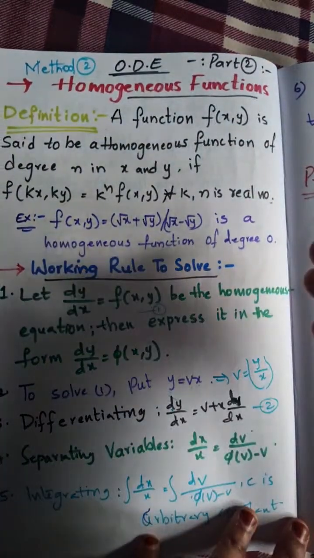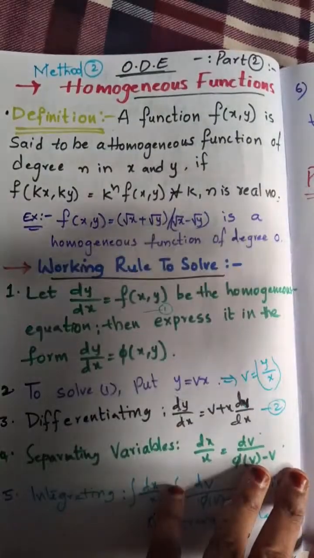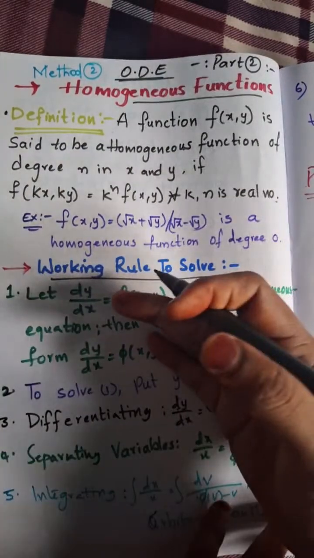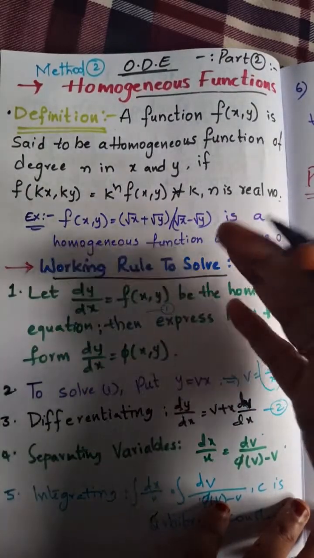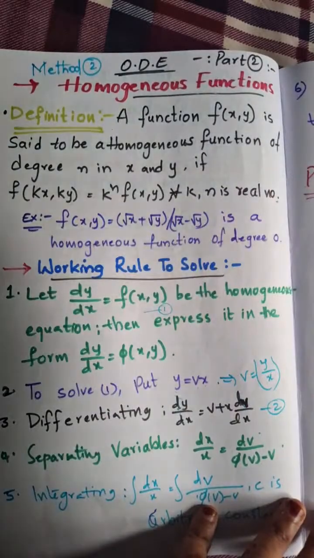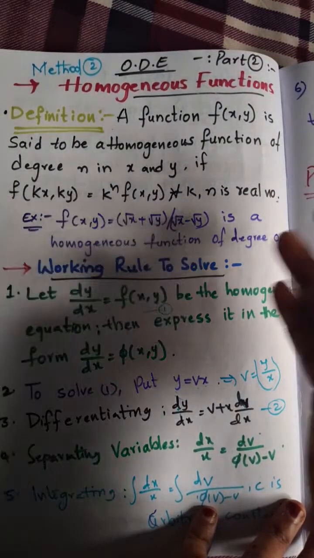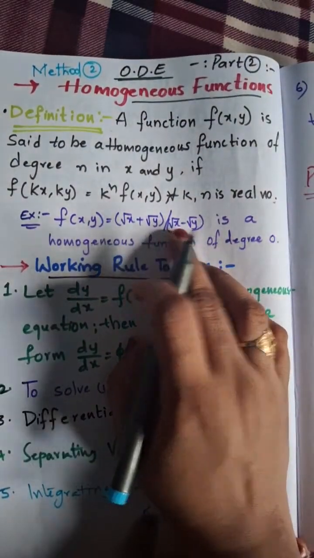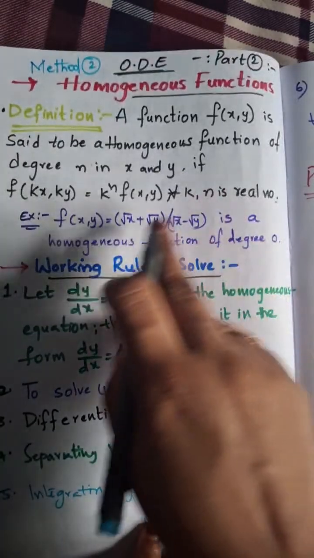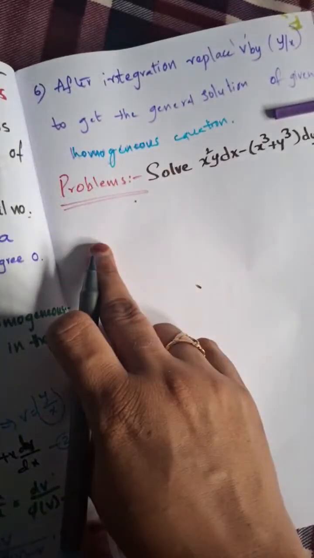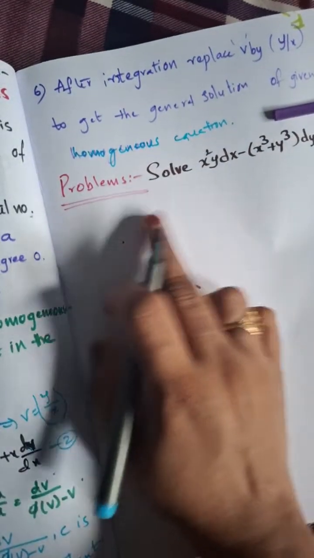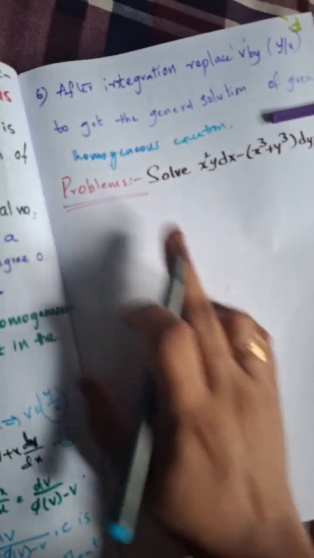From part 1, I have explained the order, degree, and what a differential equation is, what an ordinary differential equation and first order differential equation are, and what the variable separable method is, the first method, in that video. And now the second method is here, and with a problem I am going to solve this differential equation using the homogeneous function rule.